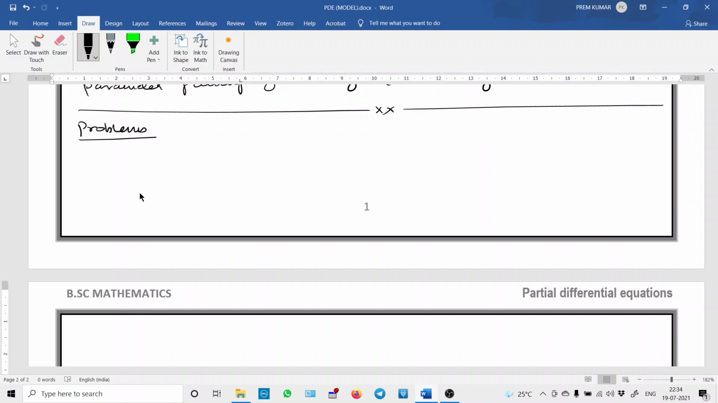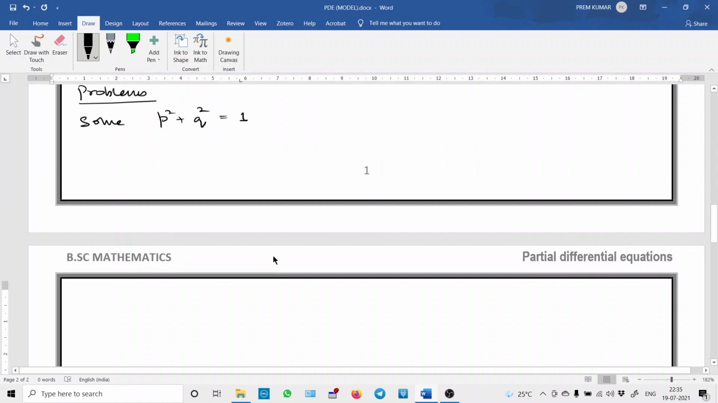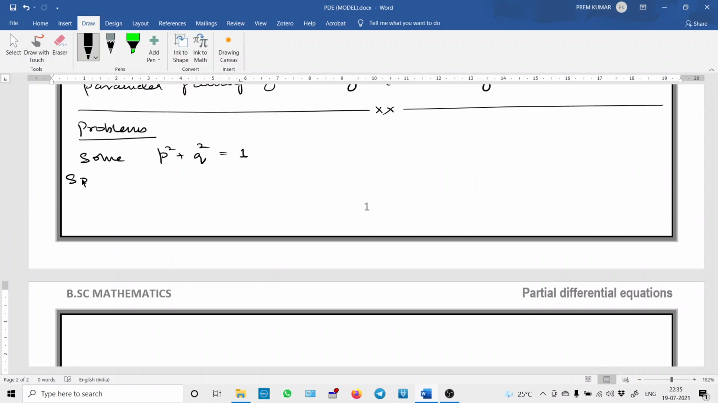Okay, now we go to the problem. The question is, solve p square plus q square equals 1. P square plus q square equals 1. And this is the type 1 PDE.